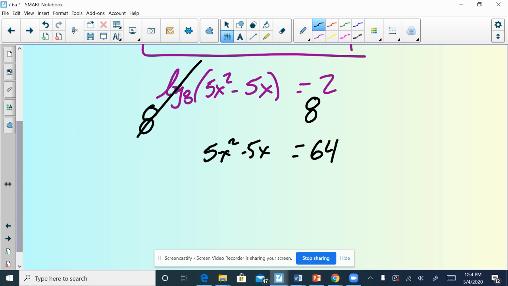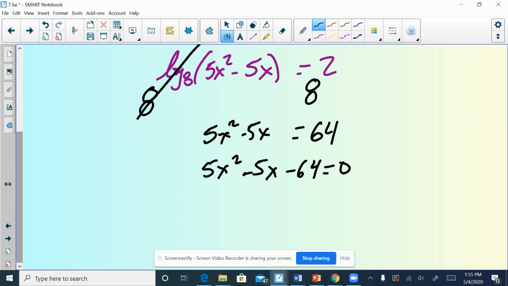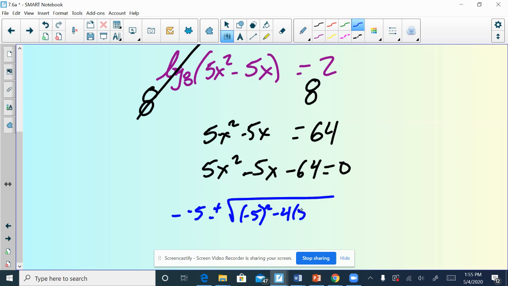And this is still going to be kind of gross. We have a quadratic here, and it's not a very pleasant quadratic. We are going to solve this using the quadratic formula. When we use the quadratic formula, one side has to be set equal to 0. 5x squared minus 5x minus 64 is equal to 0. Here we go, quadratic formula. Negative of negative 5 plus or minus the square root of negative 5 squared minus 4 times 5 times negative 64.